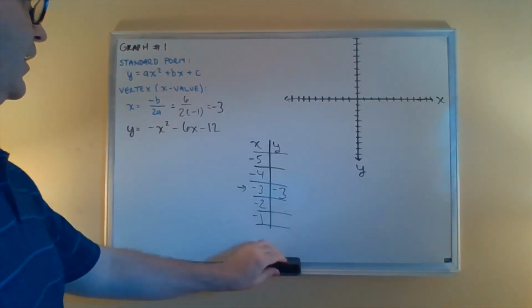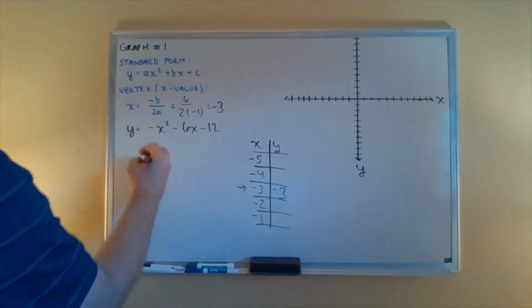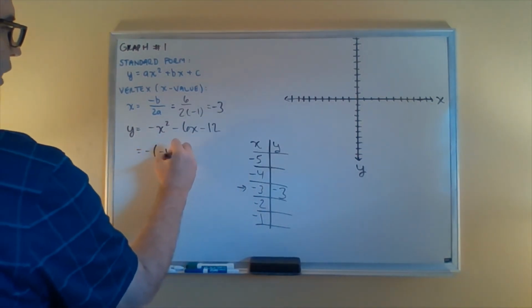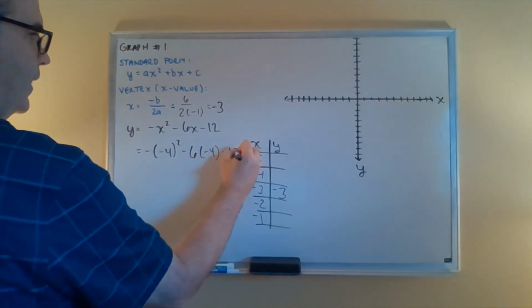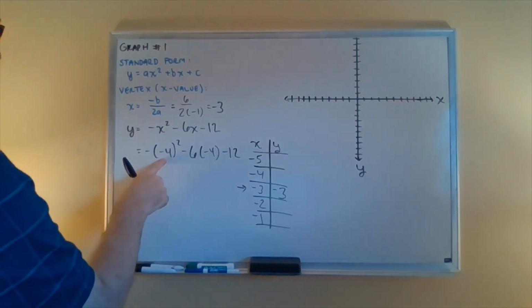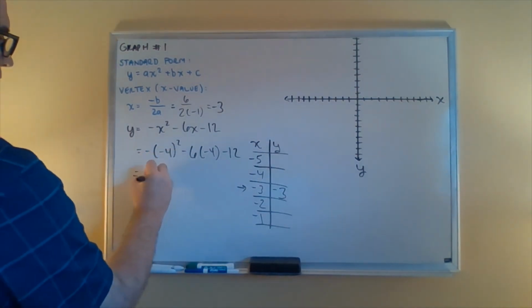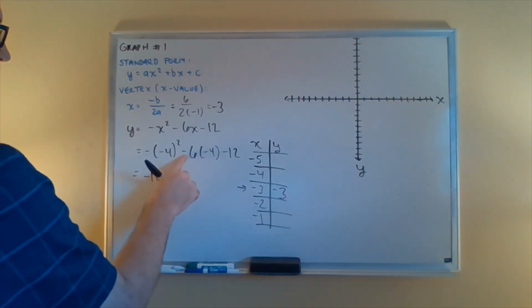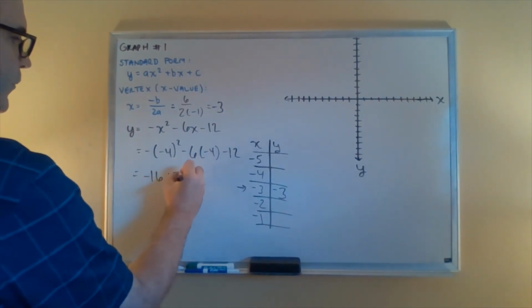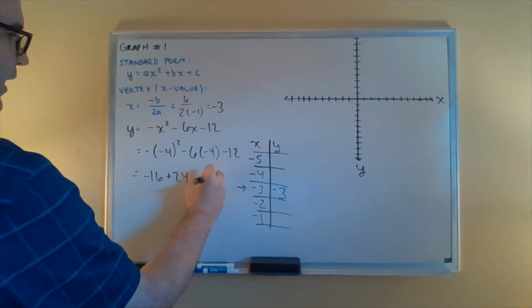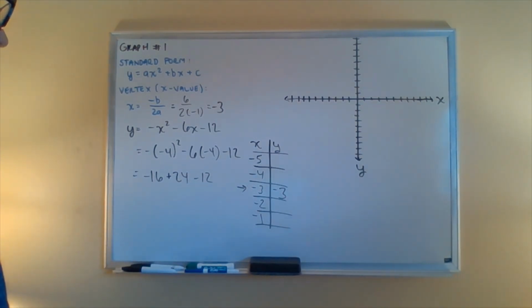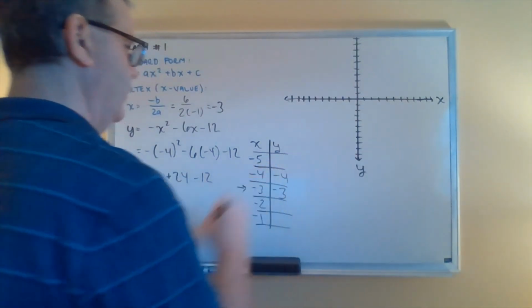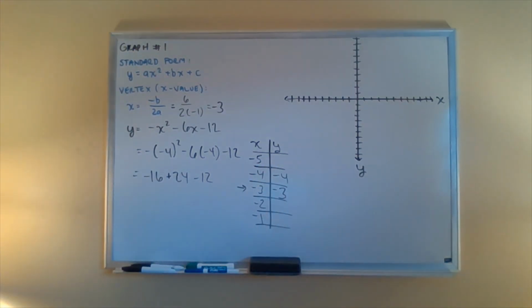All right, let's plug in negative 4. We're going to plug in negative 4 for x. So I'm going to get the opposite of negative 4 squared minus 6 times negative 4 minus 12. Negative 4 squared is 16. We're taking the opposite of that, so negative 16. Negative 6 times negative 4, that's positive 24. And finally, minus 12. Well, negative 16 plus 24 gives us a positive 8. Positive 8 minus 12 is a negative 4. So when x is negative 4, y is negative 4.